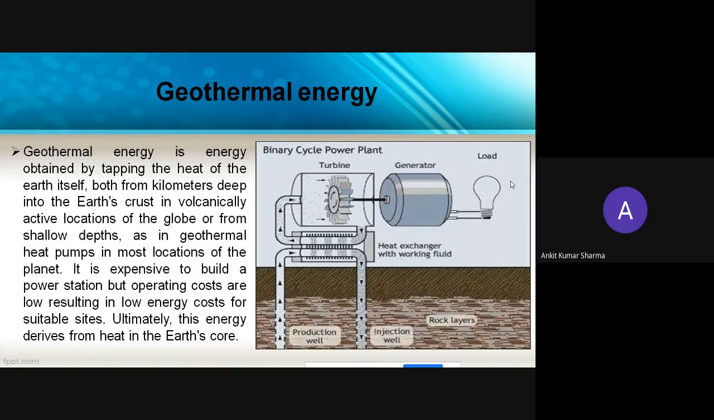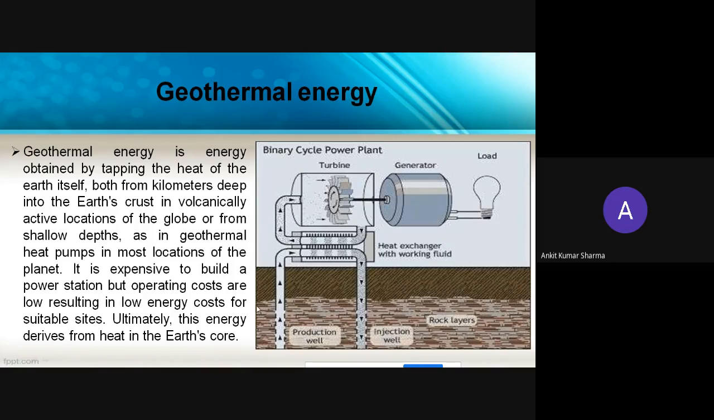It is expensive to build a power station, but operating costs are low, resulting in low energy costs for suitable sites. Ultimately, this energy derives from heat in the Earth's core. You can see here the diagram of a geothermal energy plant, in which there is a production well and one injection well. We bury a pipeline deep into the earth crust, a kilometer deep.